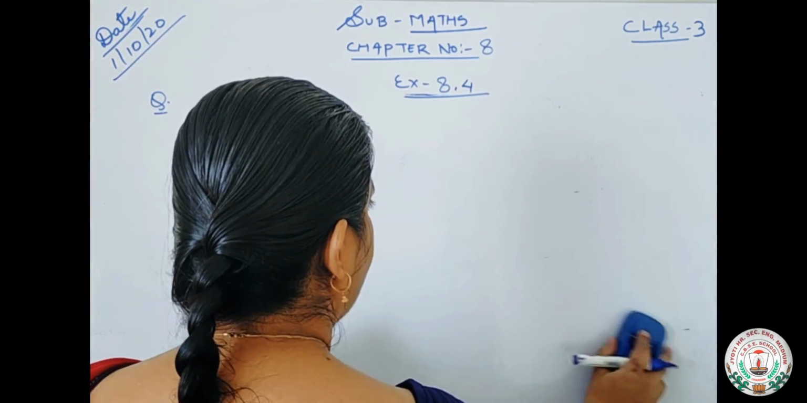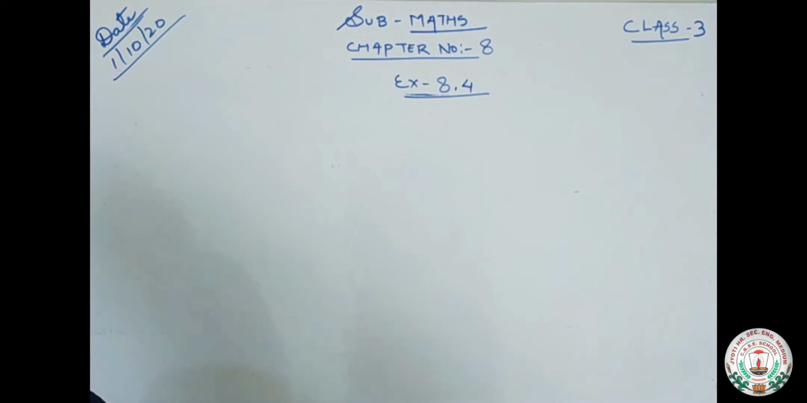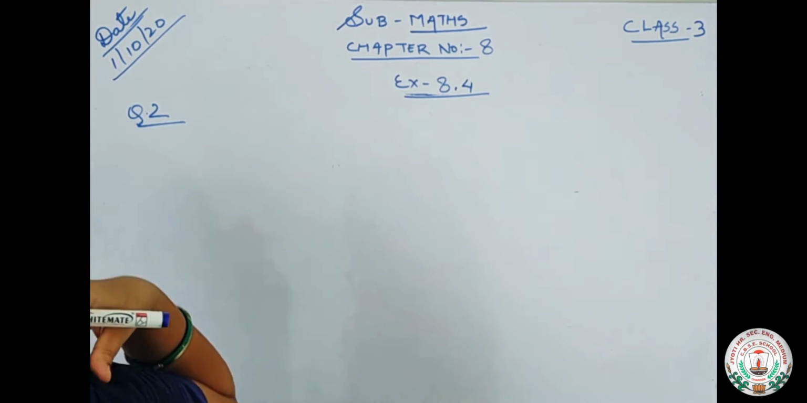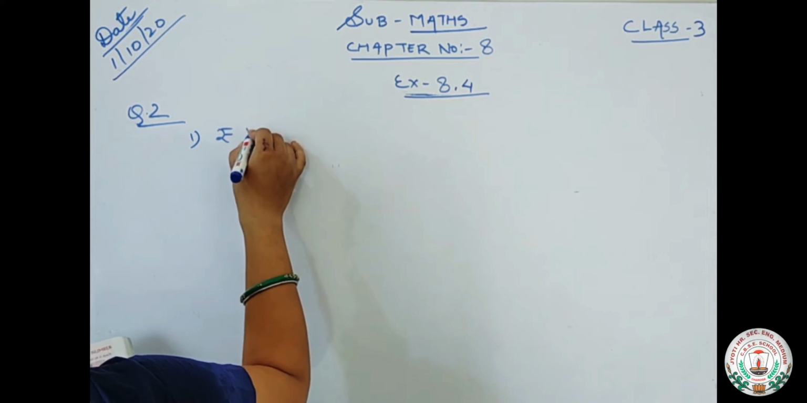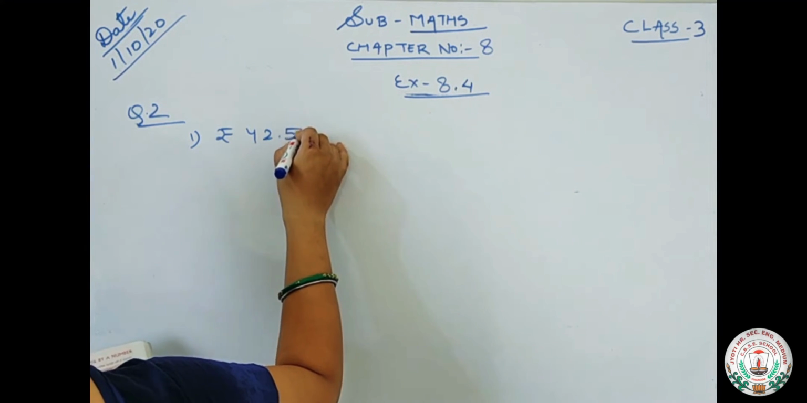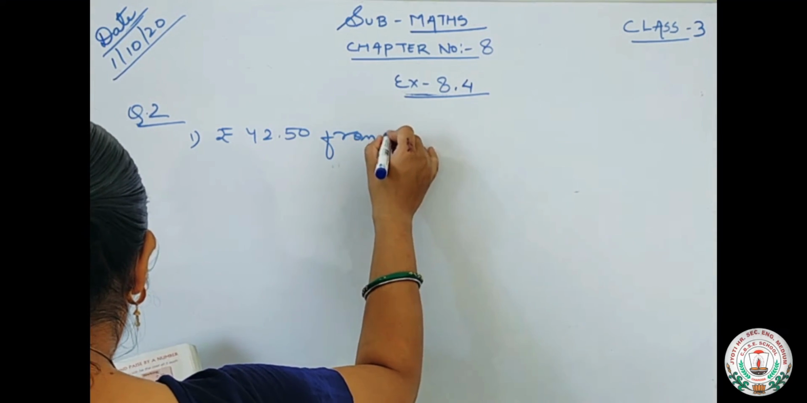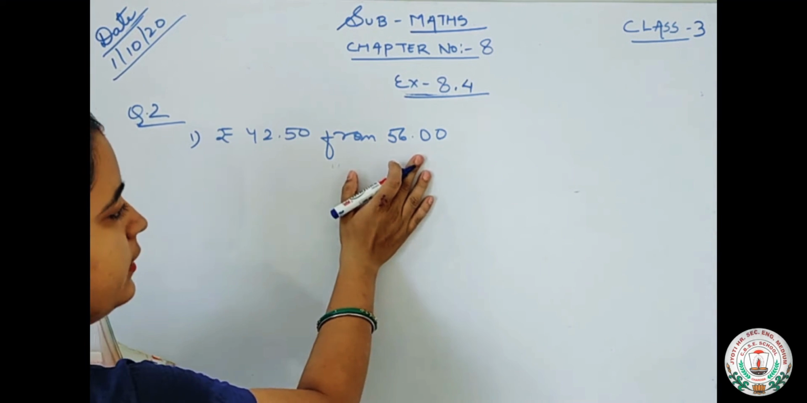Next is question number 2. Question number 2 is subtract. Okay, you have to subtract. First one is rupees 42.50 from 56. Whenever from is given, you will write the second number first.